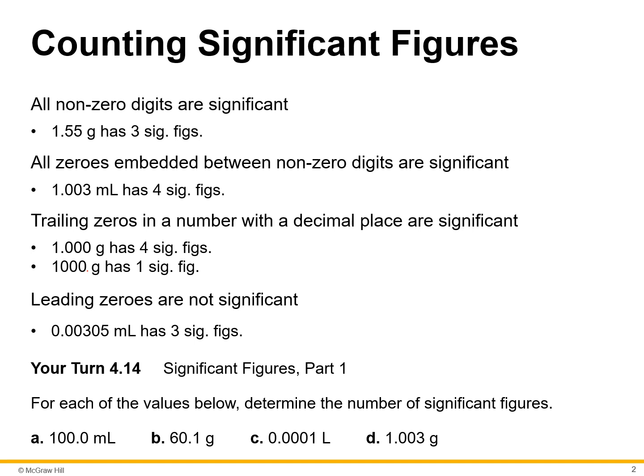So in this case, 100.0 is 4 significant figures: 1, 2, 3, 4. 60.1 is 3 significant figures. 0.001 might be a bit tricky, but it's only 1 significant figure. And 1.003 is 4 significant figures.